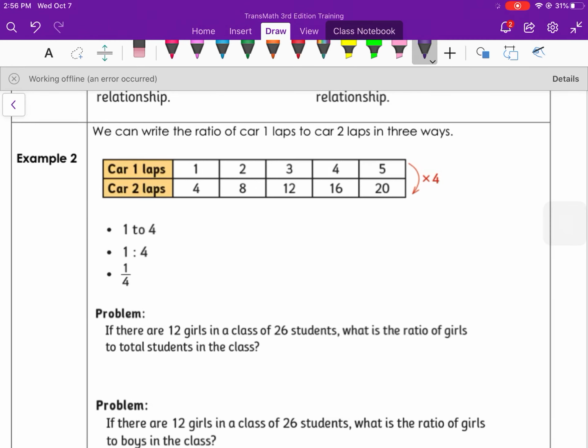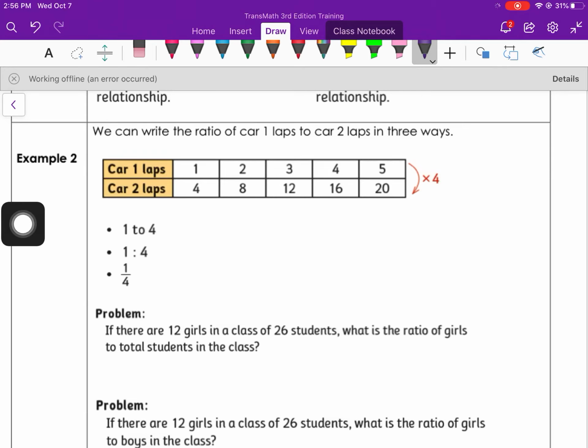So here's an example of what a ratio looks like. We can write the ratio of car 1 laps to car 2 laps in 3 different ways. Here's car 1 laps and here's car 2 laps in the table. Car 1 is on lap 1, car 2 is on lap 4. When car 1 is on lap 2, car 2 is on lap 8. And then when car 1 gets to lap 3, car 2 is on lap 12.